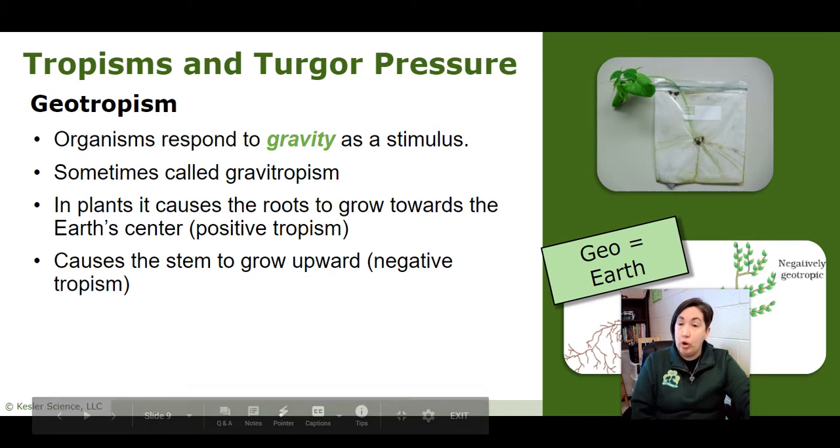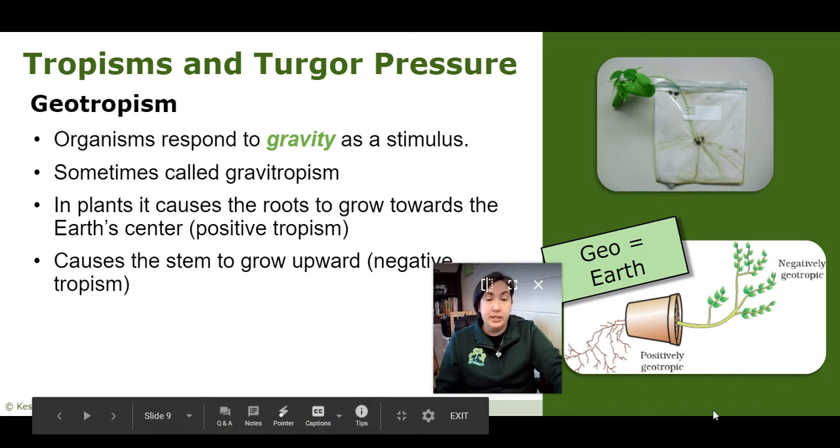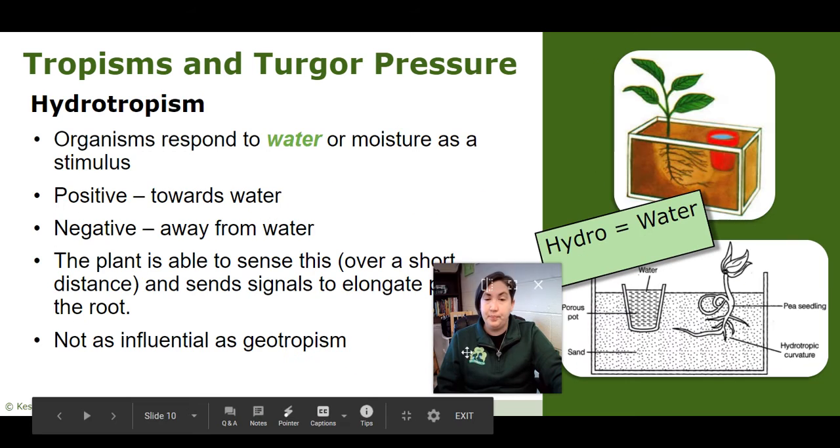Geotropism, geo meaning earth. Organisms respond to gravity as a stimulus. Sometimes it's called gravitropism rather than geotropism. They're both correct. In plants, it causes the roots to grow towards the center of the earth. So the roots going down is a positive tropism, and the stem growing up away from the earth would be a negative tropism. You can see in this picture, we have positive geotropic where the roots are growing down towards the earth. Negative geotropic is where the stem is trying to grow up and away from the gravity of the earth.